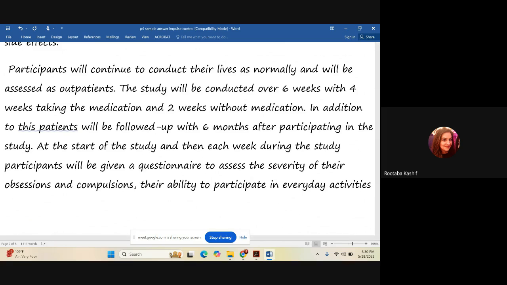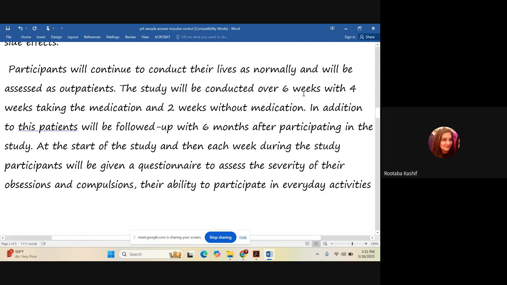Participants will continue to conduct their lives as normally, and will be assessed as outpatients. So this basically means that they'll go home and come regularly to visit their doctors for the next 6 months, and they'll take the medication at the convenience of their homes. They will not be admitted to the hospital. So it's going to be a natural environment where they are a part of this experiment, and therefore it's going to be a field experiment.